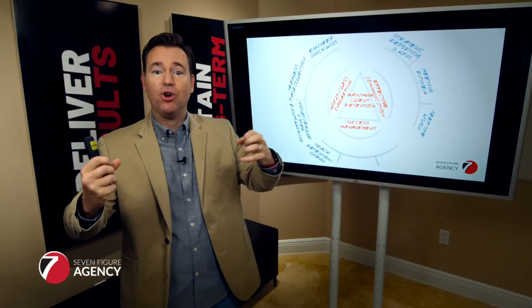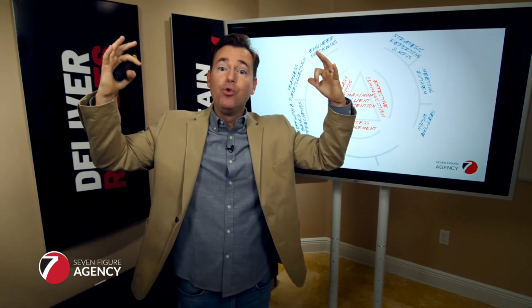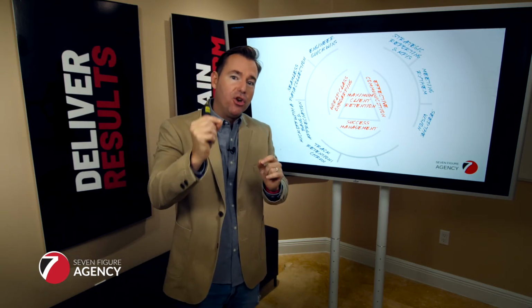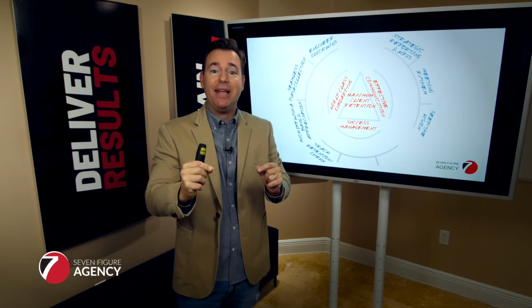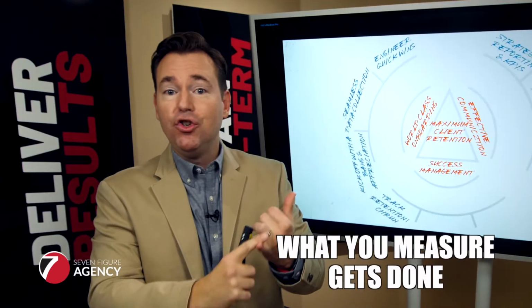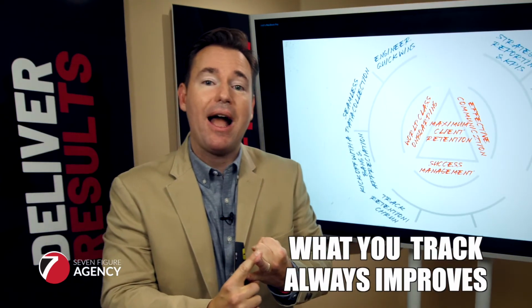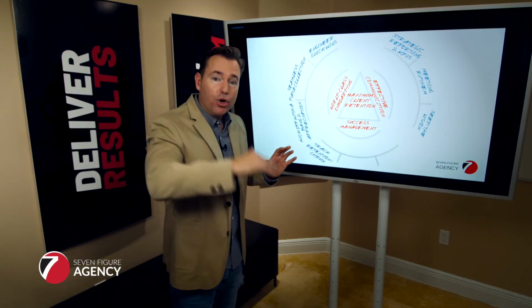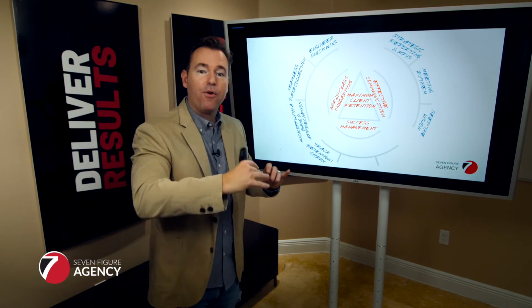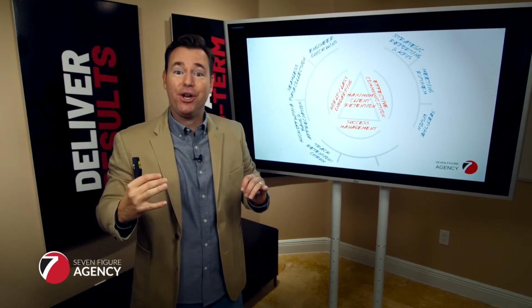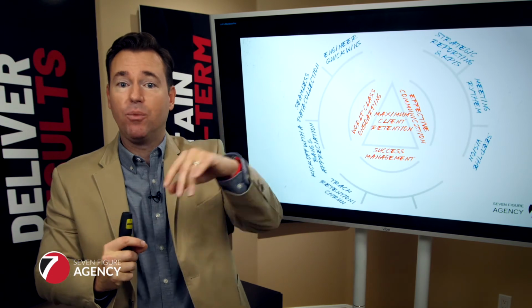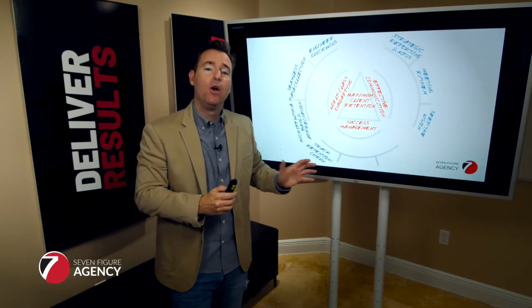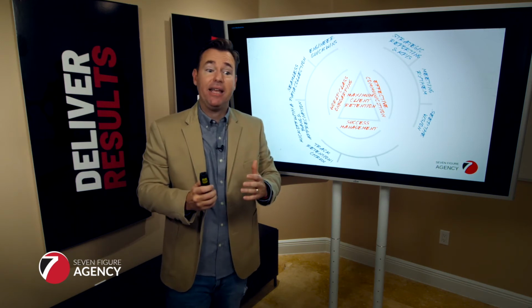Right here we are in a video talking about how to reduce churn and improve client retention rates. Most agencies I talk with don't have a good pulse on what their retention rate is. And I know for a fact that what you measure gets done, what you track always improves. So be sure that you've got a mechanism in place where you're tracking your retention rates month over month, quarter over quarter, year over year. And we've got a great tracking mechanism we can share with you called our Sales and Retention Tracking Sheet that will help you know exactly what your client retention rate is in a given month.